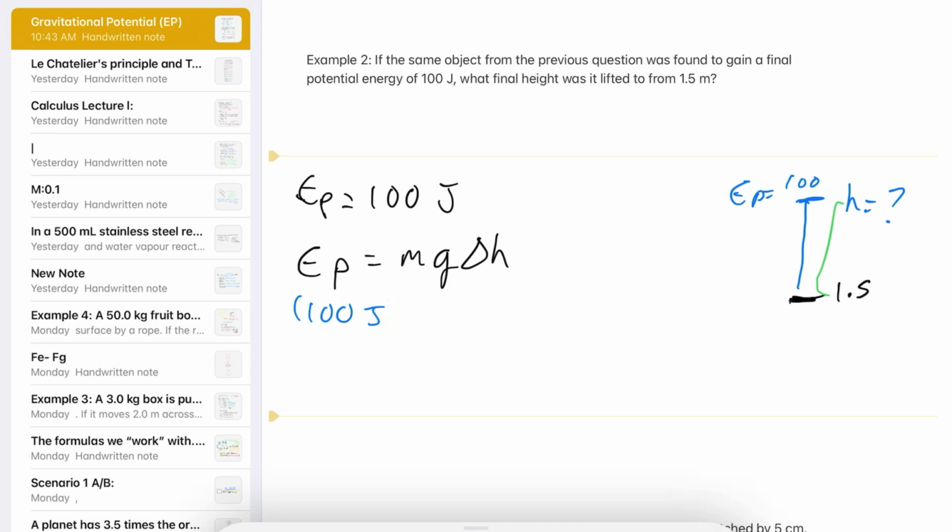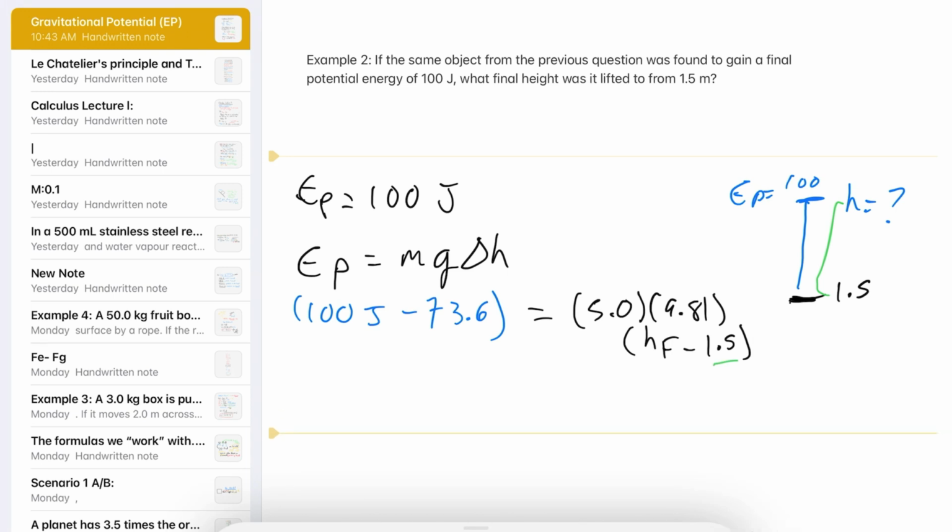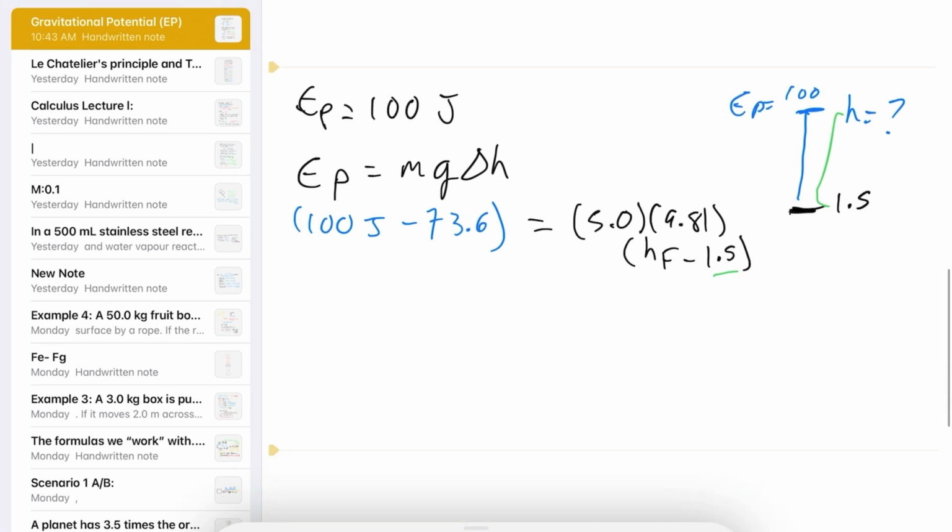So we're going to write 100 minus 73.6 is going to equal mass times gravity, 9.81, multiplied by the HF, we don't know, but the HI we do know. Now what we have to do is isolate for the missing variable. So we're going to go 100 minus 73.6, and that's going to give us a potential energy of about 26.4.